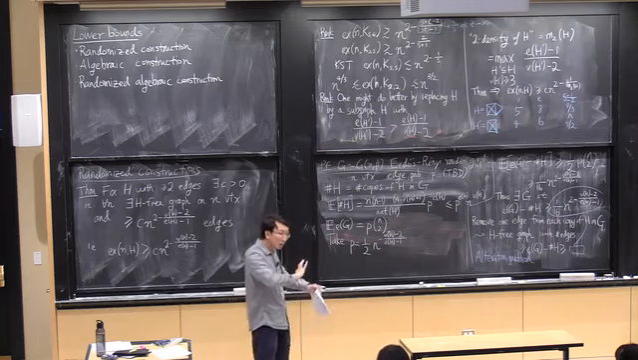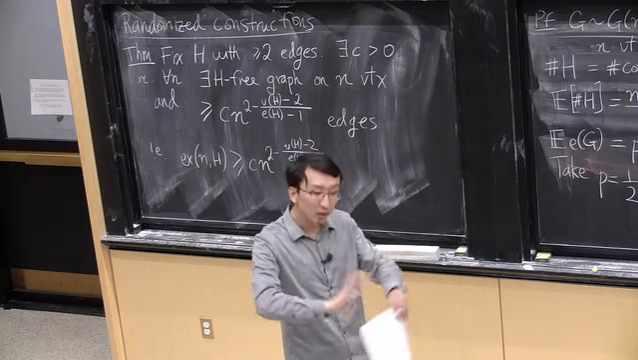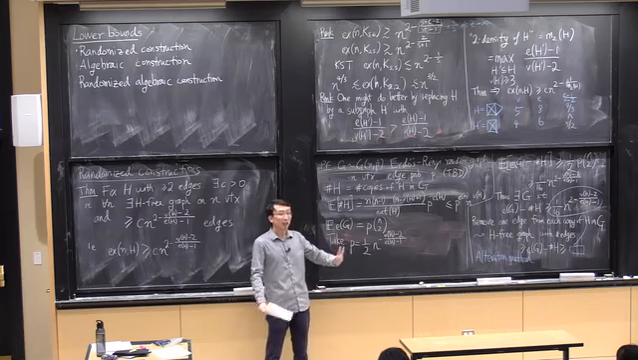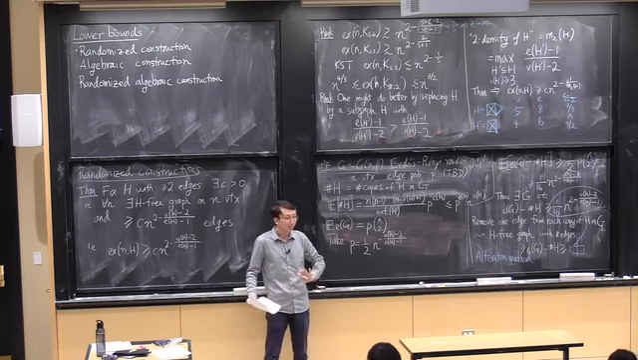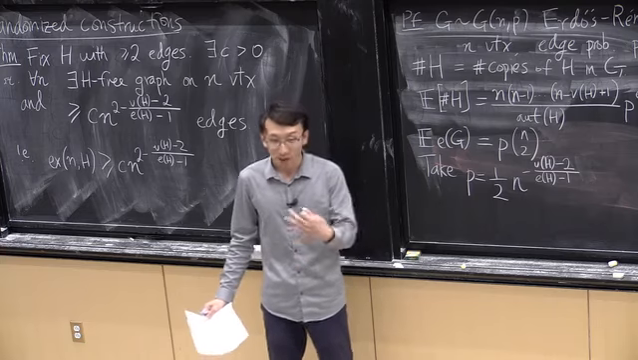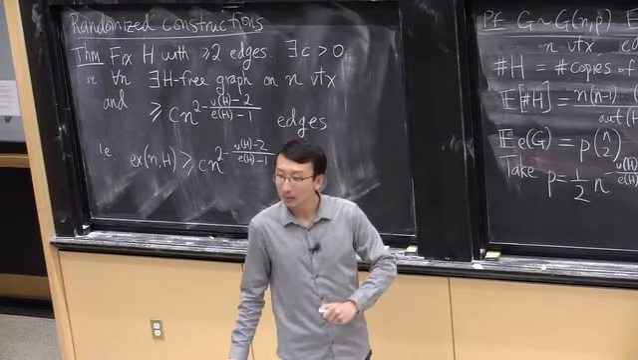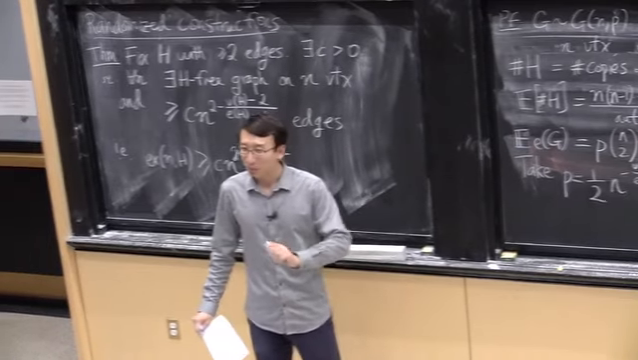So the question is, what do I mean by the number of copies of H? I mean every instance of H you see. So they could be intersecting. I'm not asking for disjoint copies. Yeah, so a complete graph on n vertices has n choose 3 triangles. Okay, any more questions?